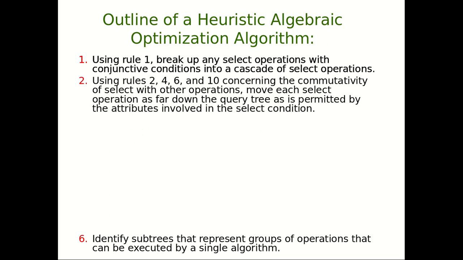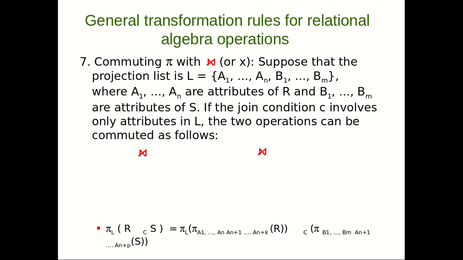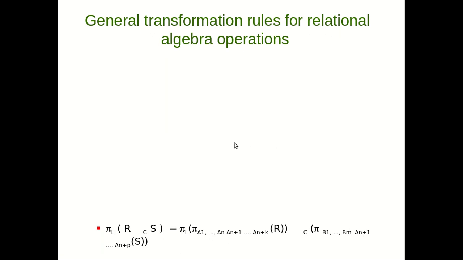Similarly, by applying rule 10, or for example rule 6, you can see what rule 6 says. Rule 6 says something like this, that is, commuting sigma with join. Wherever this condition is there, we can apply this select condition to this relation R. Similarly, rule 10, rule 2, etc. say like this. You first apply the select condition, and the resulting relation is combined with other relations and other conditions. This is applicable to the cross product also.